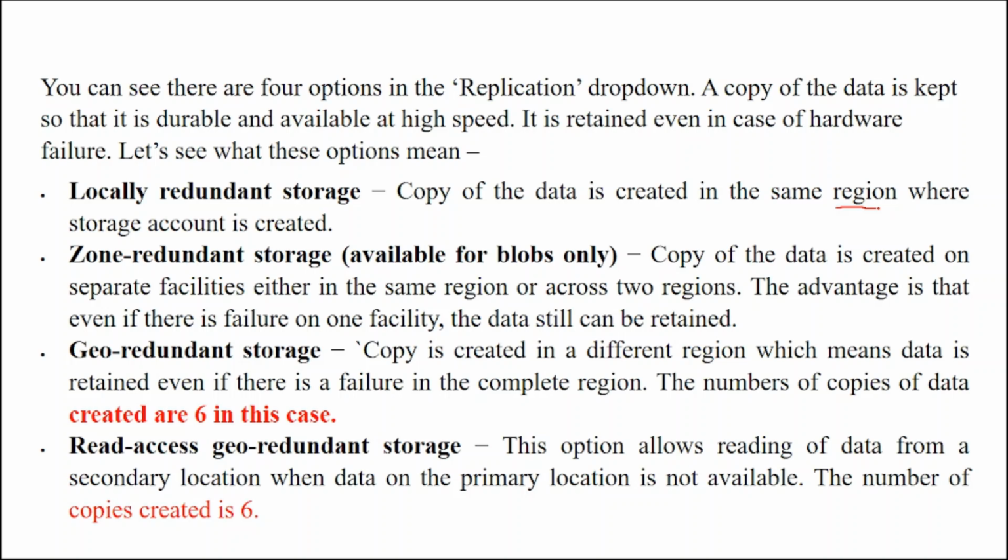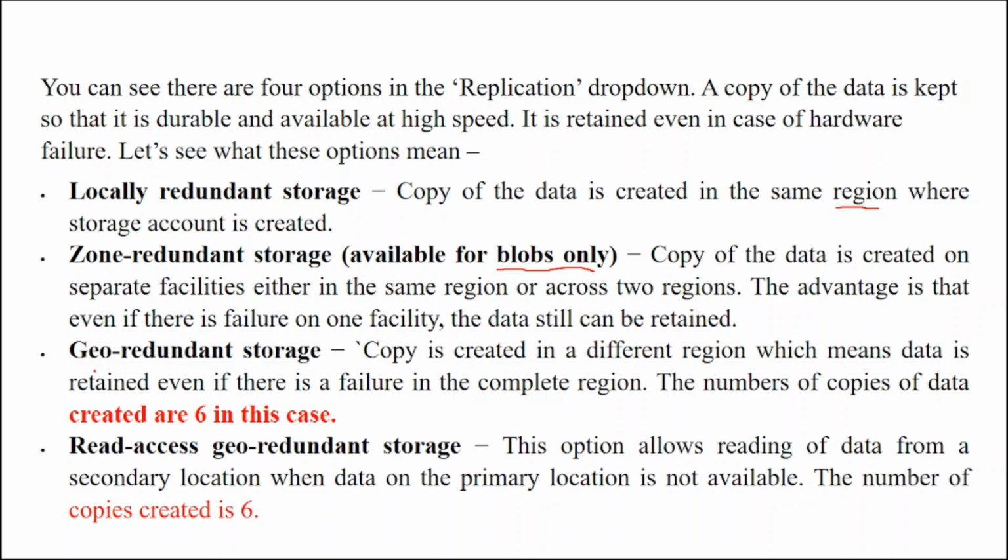Then next is zone redundant storage, and it is only available for blobs. What are blobs? It is nothing but a binary large object. A copy of the data is created on a separate facility, either in the same region or across regions. The advantage is that even if there is a failure on one facility, the data can still be retained.